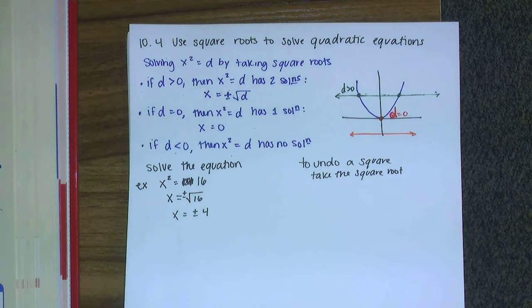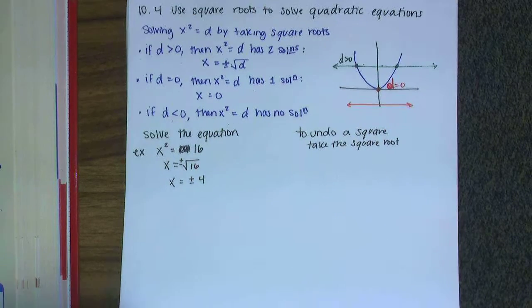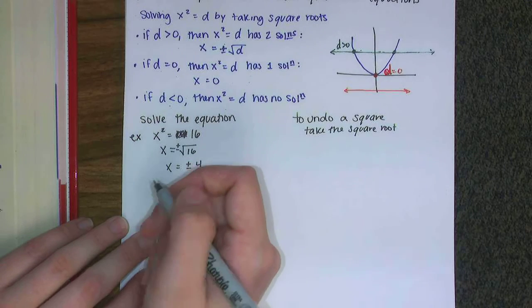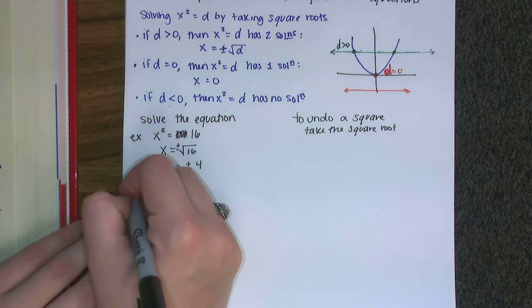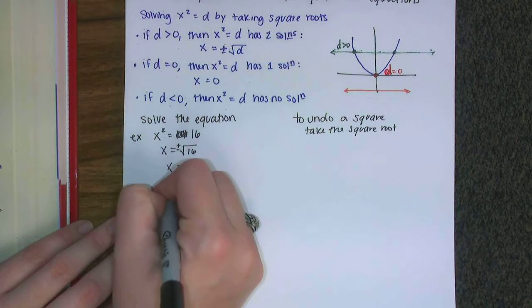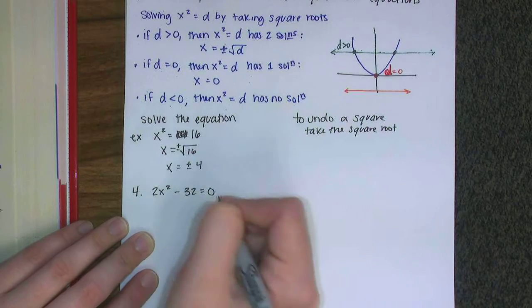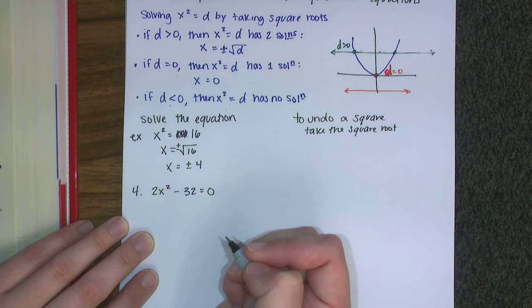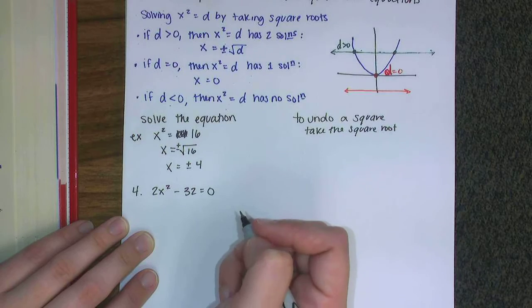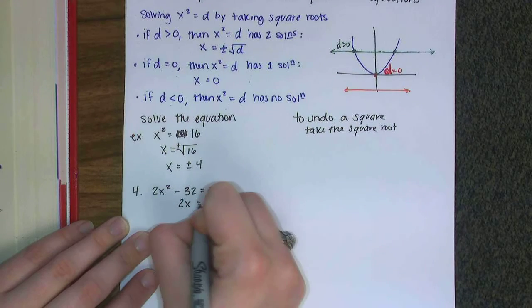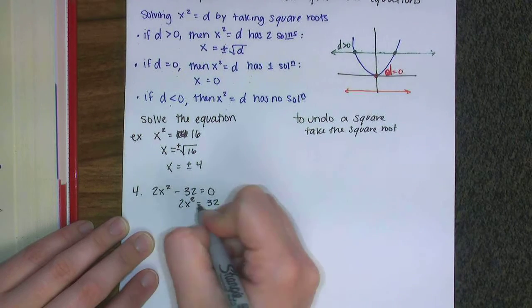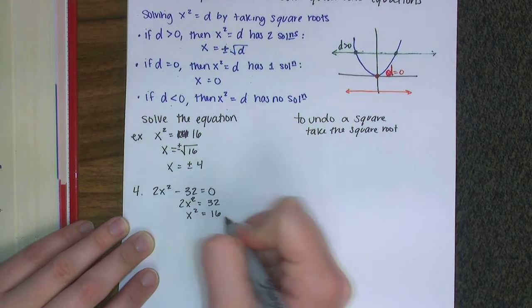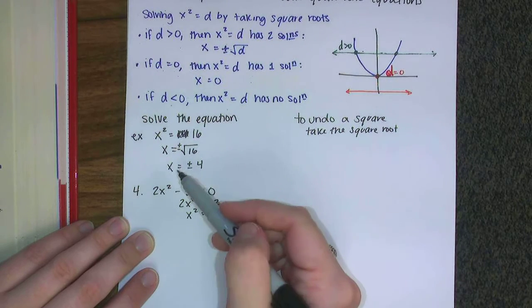Now, let's see. Number 4, 2x squared minus 32 is equal to 0. In order to solve for x, we need to first add the 32 over. So 2x squared is equal to 32. You need to divide by 2. X squared is equal to 16. And now, we're back where we started. So we get x is equal to plus or minus the square root of 16. So x is equal to plus or minus 4.